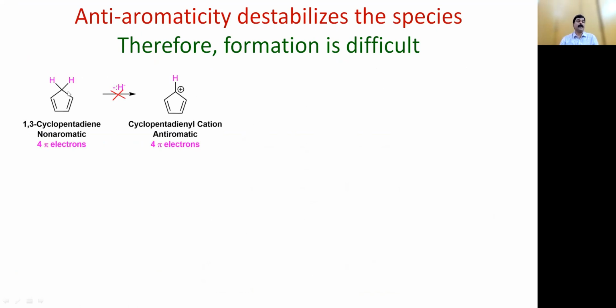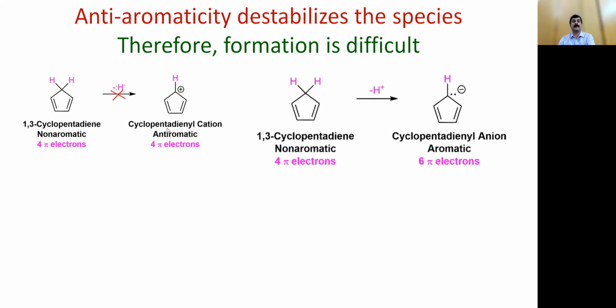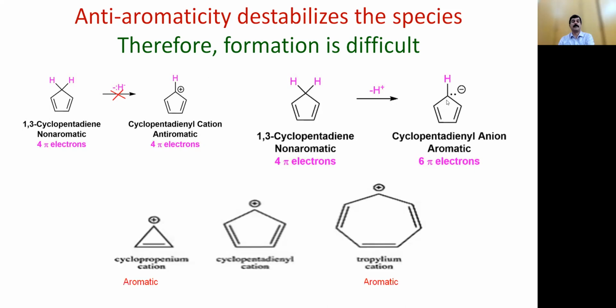If you want to abstract this proton, it will give a carbanion that is easily formed because it will be aromatic. But if you want to remove this hydrogen as hydride, or instead of H you take some X and you want to pull off that halogen, it will not give. Why? Because the species that is cyclopentadienyl carbocation, which is going to be formed, will have 4 pi electrons, which is anti-aromatic, which is not at all formed. Whereas the anion could be easily formed because of aromaticity.